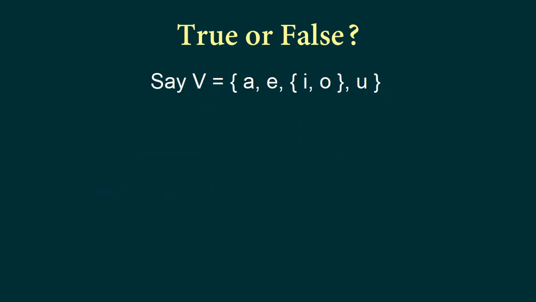So here we have our set V. Now note that V contains A, E. It also contains this set and U. So V actually has 4 elements: the letter A, the letter E, the letter U, and a set that contains letter I and O. So let's take a look at some questions involving this. So question 4 and question 5.